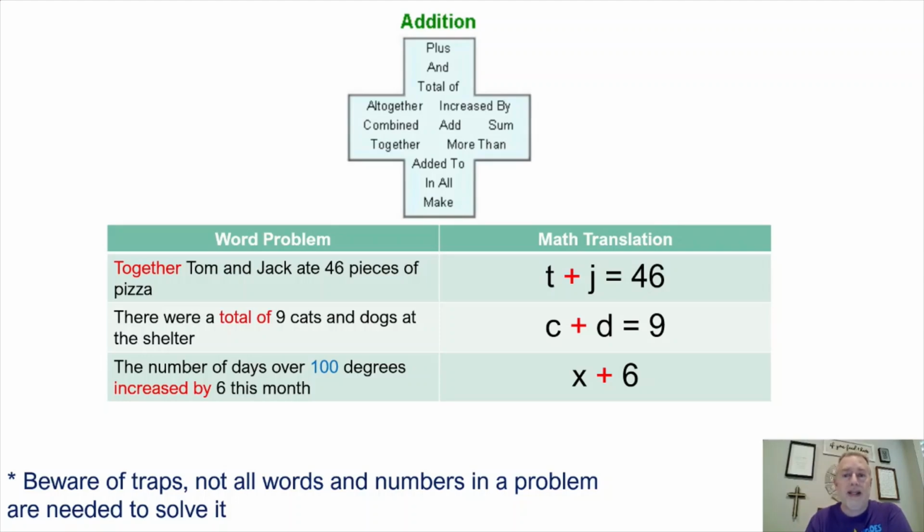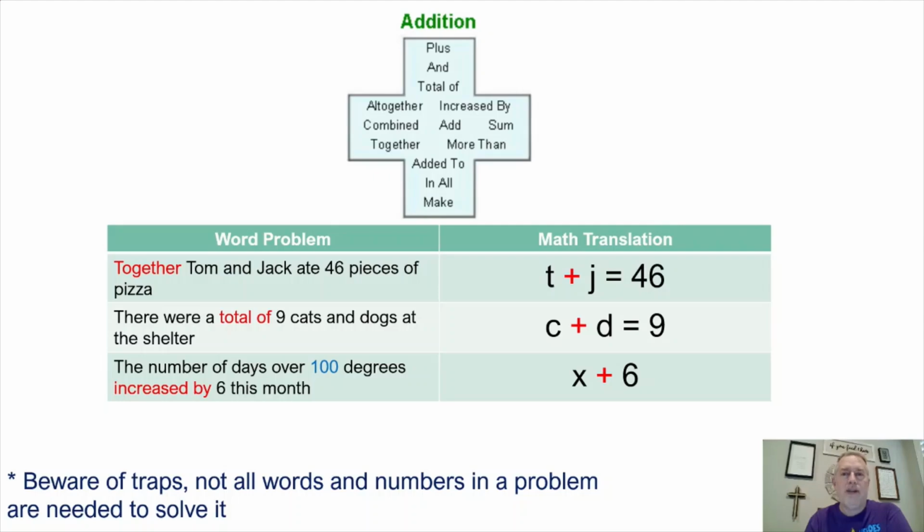Or, there were a total of 9 cats and dogs at the shelter. Cats is C, dogs is D. A total of means we're adding them. So we said C plus D equals 9. But y'all, it doesn't have to be an equation. It can be an expression. Expressions don't have equal signs.